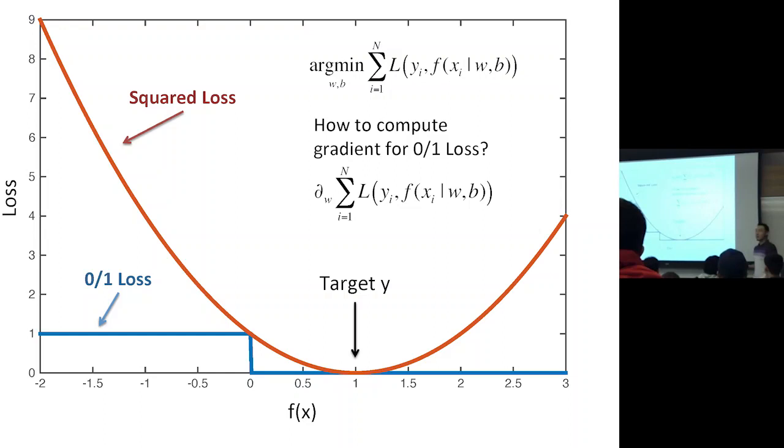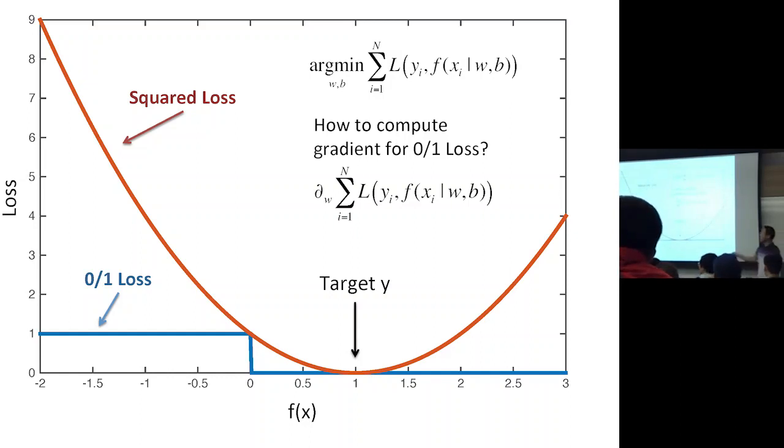Does anyone see any problems with doing gradient descent on 0, 1 loss? Yes, there's a jump. So there's this discontinuity here, which is not differentiable. That is one problem. It's a very big problem. There's another problem. Yes. In the flat region, you don't know which direction to go.